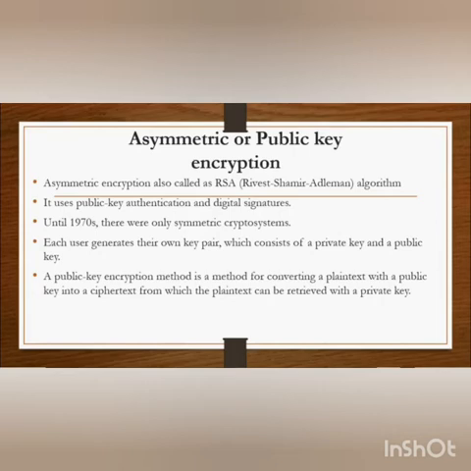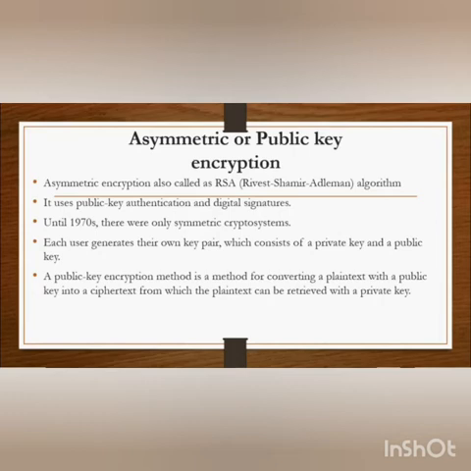So, they have two keys. One is private key and the other one is public key. Both the sender and the receiver have their own private key. The sender does not know the receiver's private key. In the same way, the receiver does not know the sender's private key. Between them, there will be a common public key. So, each user generates their own key pair, which consists of a private key and a public key.